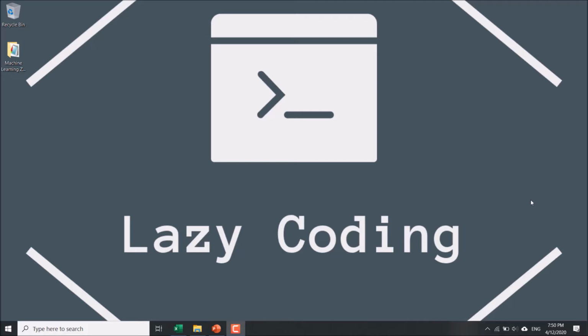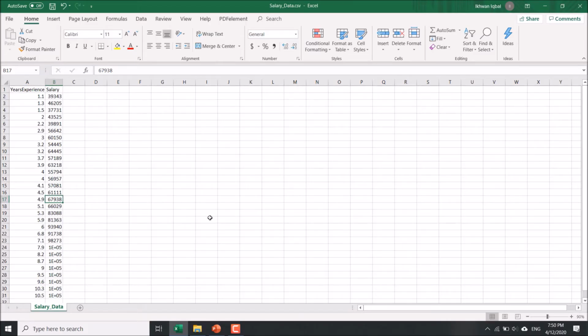In this section, we will learn about simple linear regression. First of all, I will explain our dataset at the beginning. Alright, what we see here is two columns of a very simple dataset consisting of years of experience and salary.